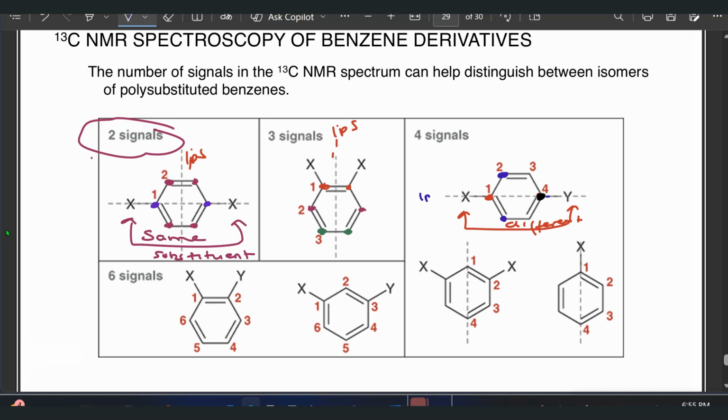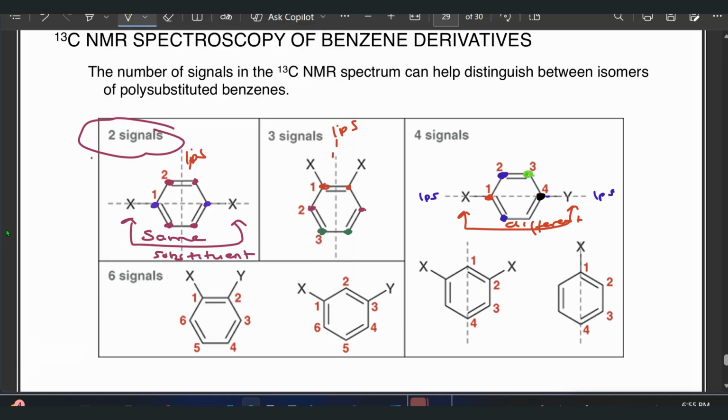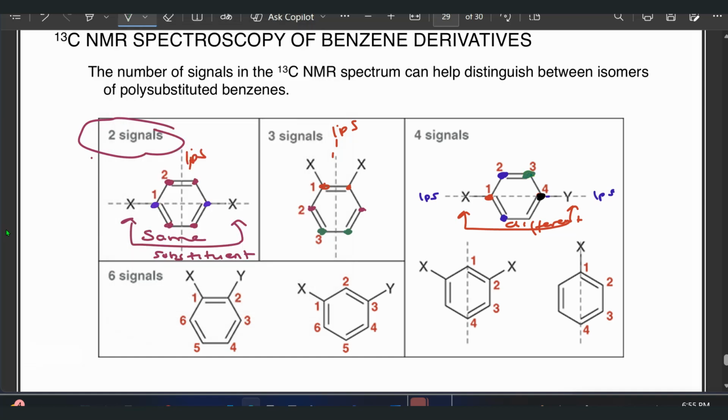Now, you can split the molecule into equal halves. You see, so the blue and the blue, you count it as 2. And then these green and green, you count it as 3. And then of course the other one is 4.